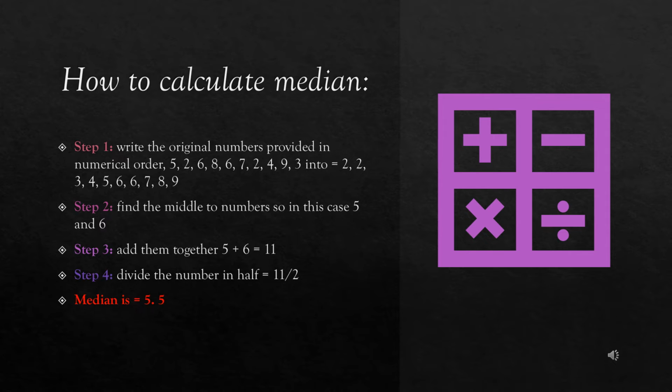So the steps to calculate the median is to get the original numbers provided and rewrite them in numerical order, find the middle two numbers, add them together and then divide them in half.